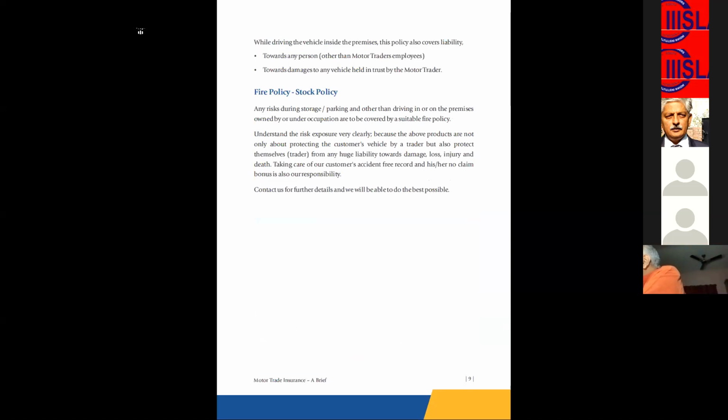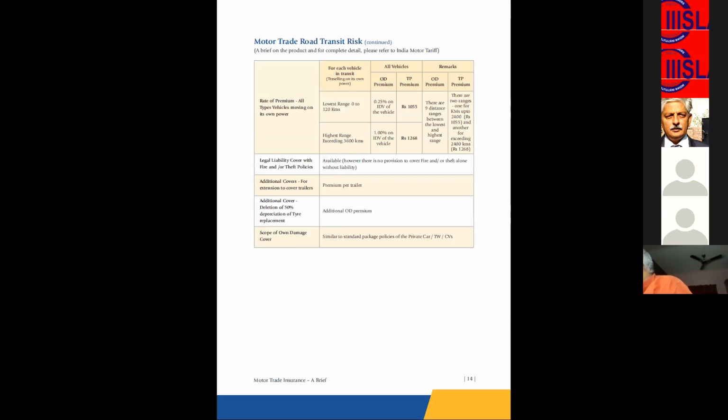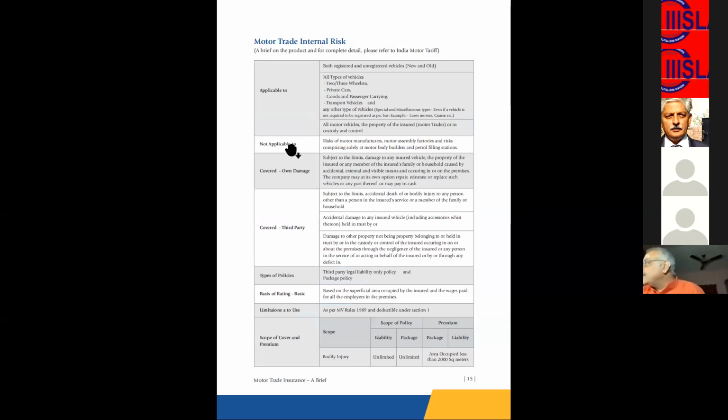So I'm going to the motor trade internal risk policy, which starts on page number 15. As I told you, this is to cover driving inside the premises. Both registered vehicles and unregistered vehicles. It is applicable to all types of motor vehicles, including the property of others. On custody and control, this particular trade internal risk policy will operate.